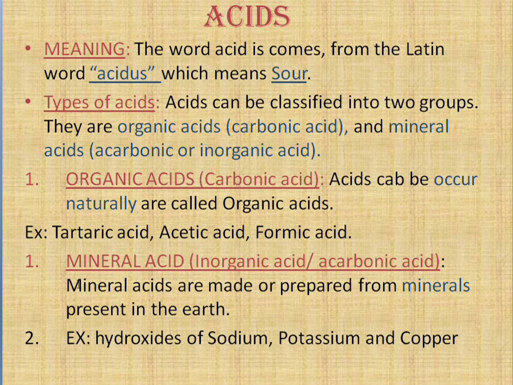Next, coming to the second one, that is mineral acid or inorganic acid. Mineral acids are made or prepared from minerals present in the earth. From the earth, minerals will be there, no? They use those minerals for preparing these mineral acids. Examples are hydroxides of sodium, potassium and copper, nothing but sodium hydroxide, potassium hydroxide and copper hydroxide.